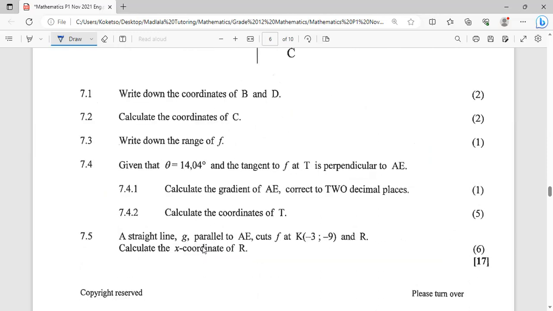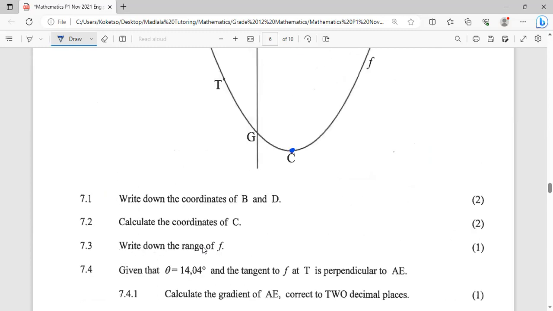So let's look at 7.4. They're saying if it is given that theta is equal to 14.04, and it is also given that the tangent to f at T is perpendicular to AE. So firstly, we want you to calculate the gradient of AE, correct to 2 decimal places, and then you have to find the coordinates of point T. So let's talk about the gradient of AE first.